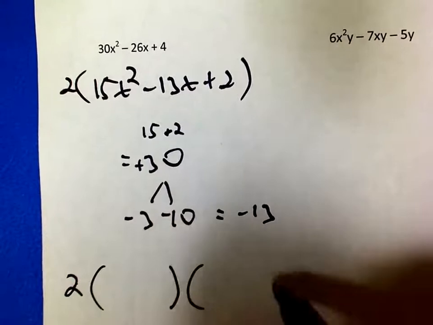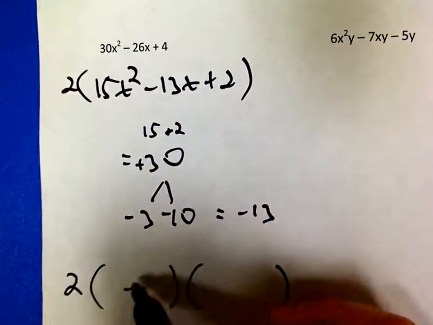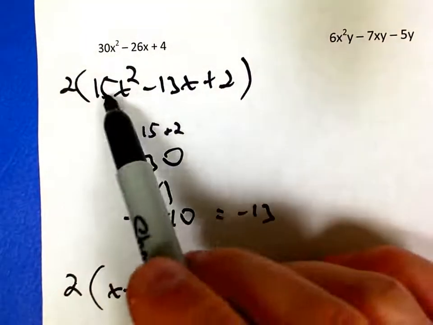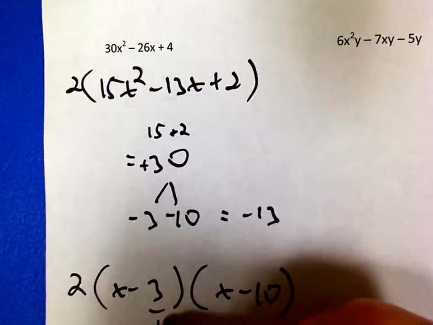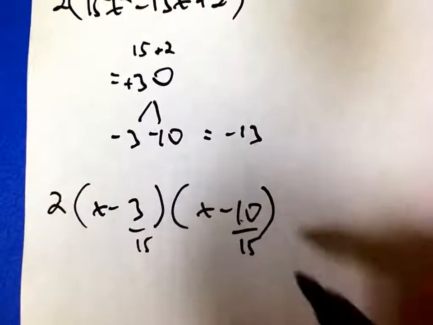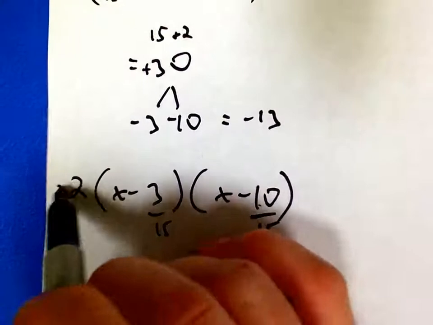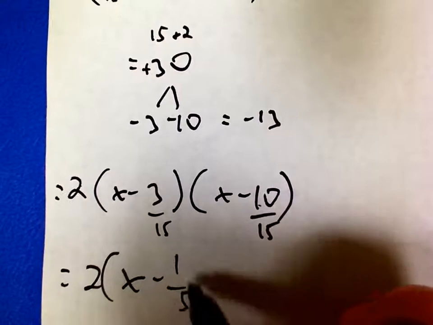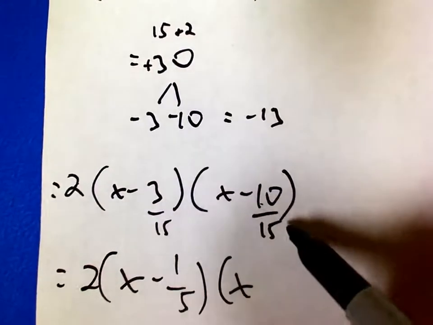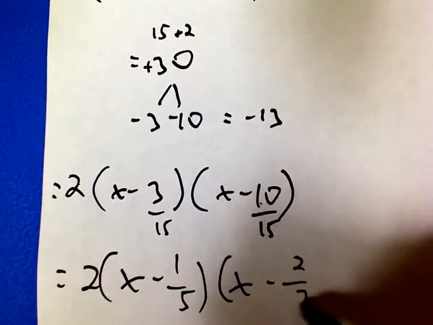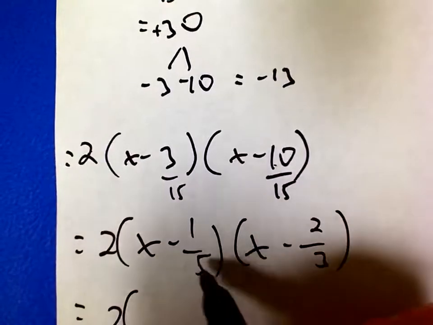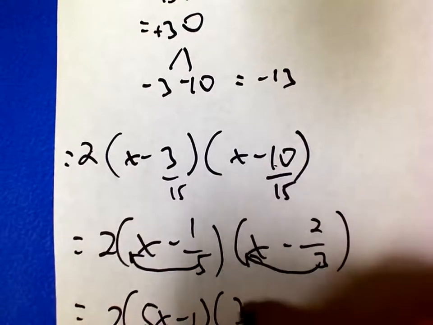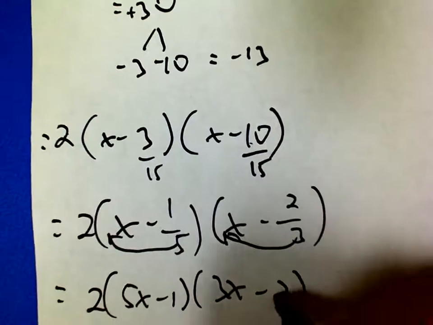We're going to do two sets of parentheses. We're going to write down the -3, -10, x and x because we have x squared. Haven't used the 15 yet, so we're going to divide that by 15 and divide that by 15. Which means we're just going to reduce and swing. 3 goes into 3 and 15, so we get 1/5. 5 goes into both 10 and 15, so we get 2/3. And we're going to swing the 5, swing the 3, and we're done.